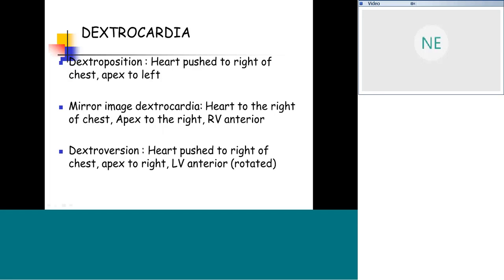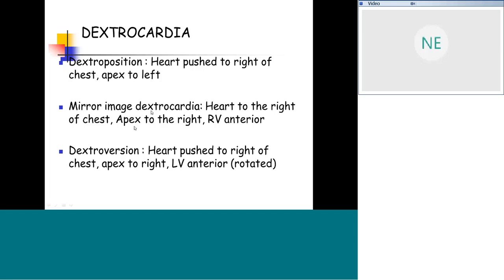The other one is dextroposition, which as pediatricians we see commonly in situations where the heart is pushed to the right side of the chest, like diaphragmatic hernia. And the third variety is dextroversion. Dextroversion is a situation where you have problems with the rotational axis across the base-apex of the heart. The heart is pushed to the right side of the chest, the apex is to the right, but the left ventricle is anterior, not the right ventricle. That means there is something to do with the rotational axis of the heart.